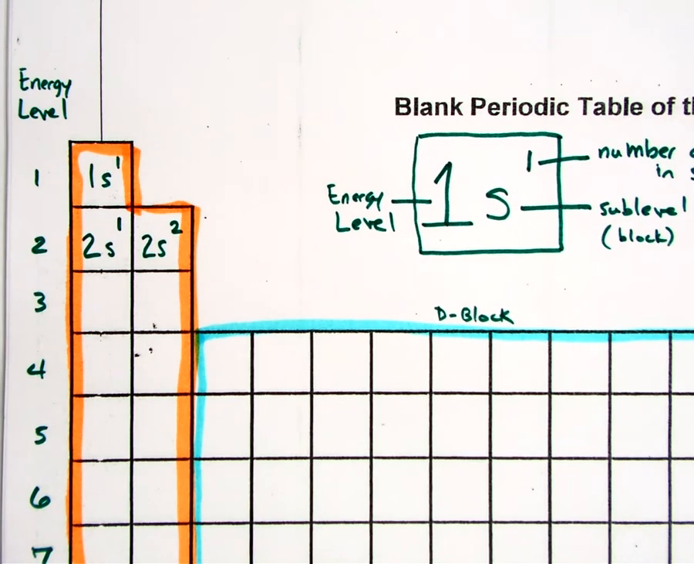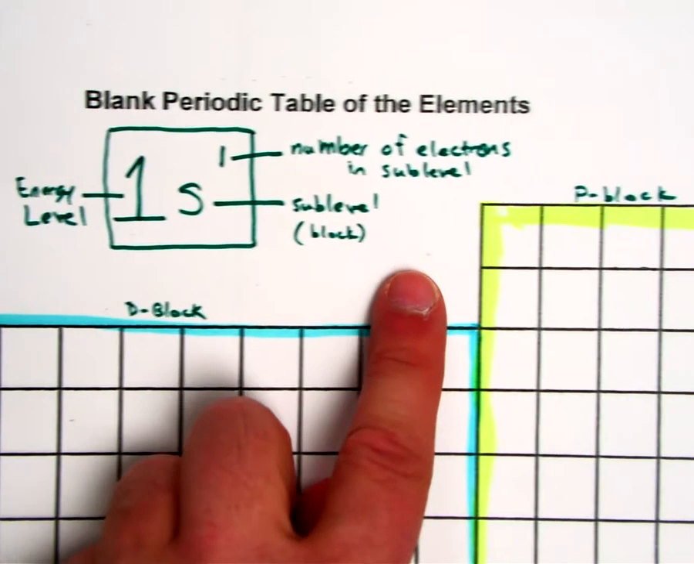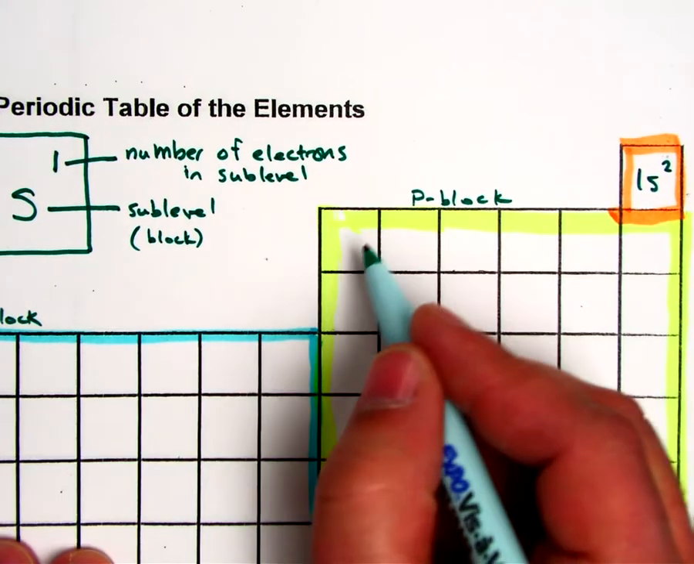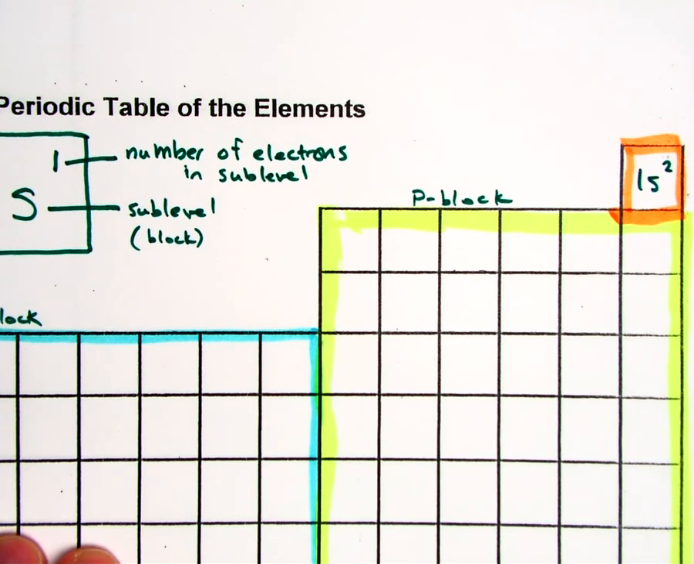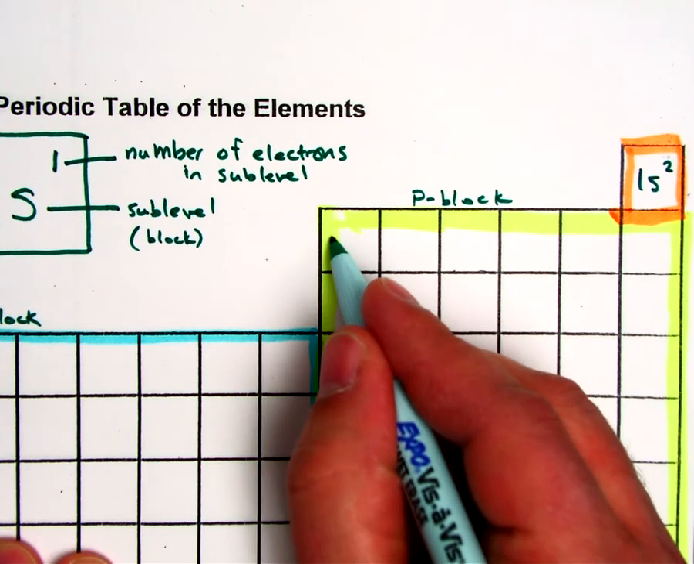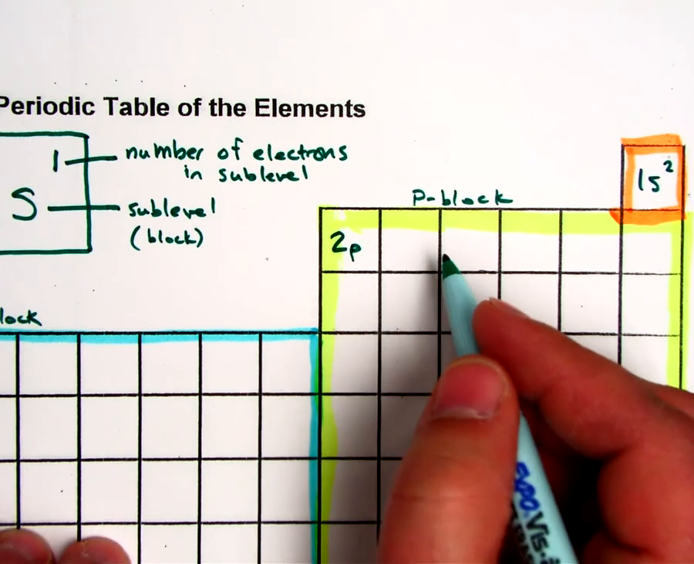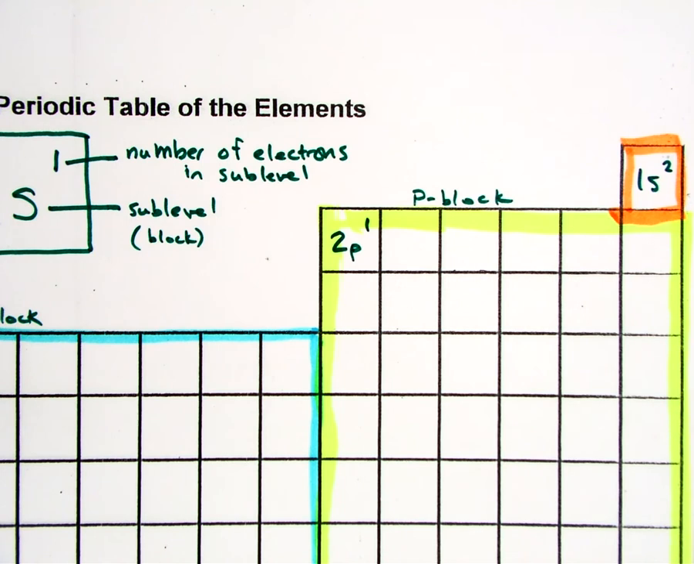Then you see that there again is a big open space here, so we're going to go ahead and bypass it, and we're going to enter over here. Now here we have a new block. We have P block, but we're still in energy level 2. So we have 2p, and because this is going to be a brand new sublevel, that's the first electron that goes in this sublevel. So 2p1 restarts the count again.